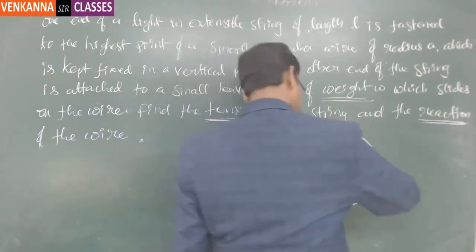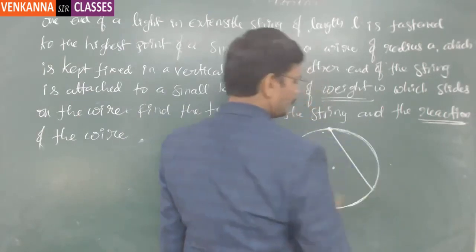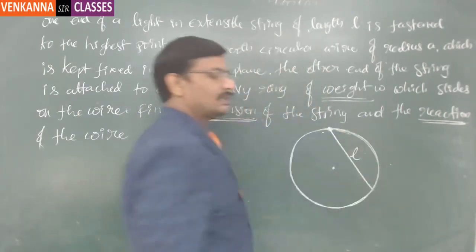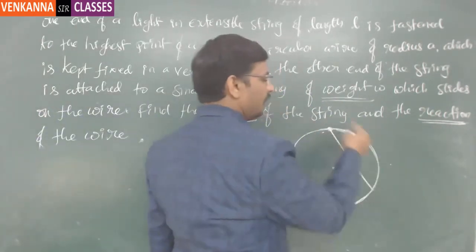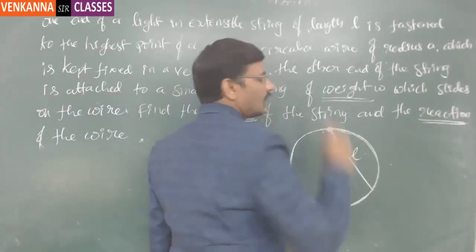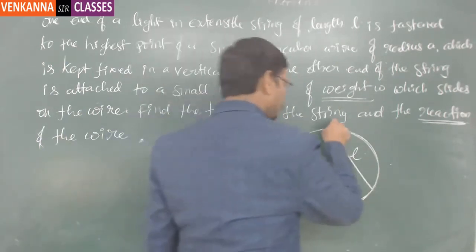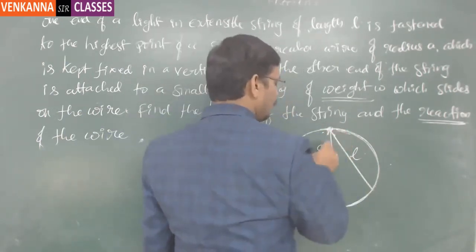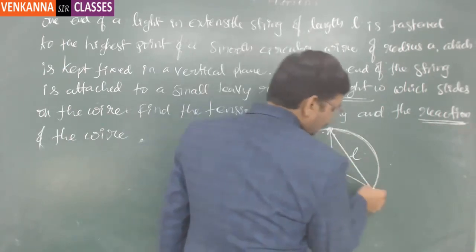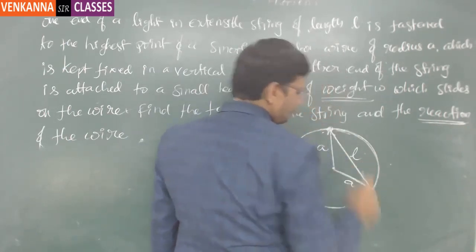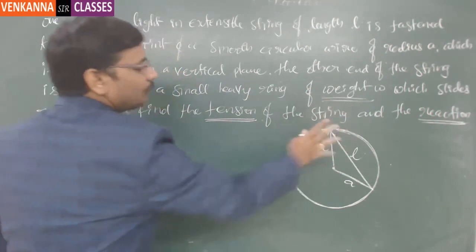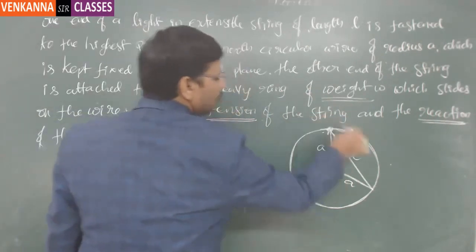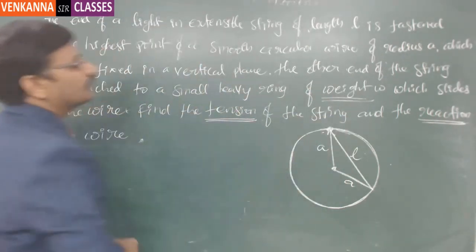So let us say this is a string of length L and this is on the smooth circular wire and one end is fastened at the topmost point, which is nothing but the highest point. So this is the radius A. And obviously this will also be the radius A, right? Okay. So which is kept fixed in a vertical plane. So this circle is fixed on the vertical plane. So let us say there is a support on this particular ring.